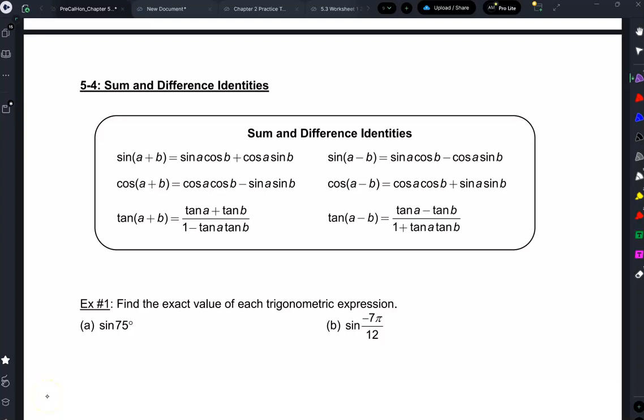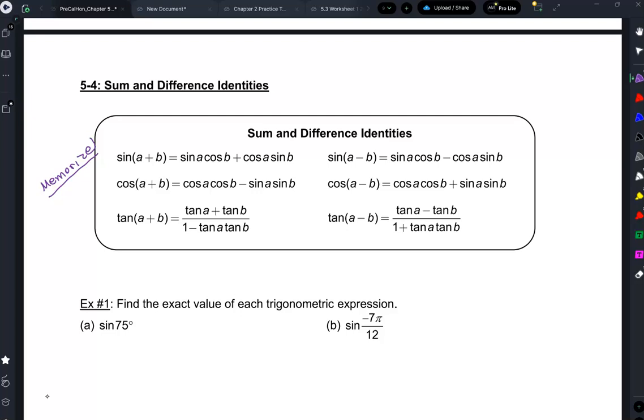5.4, sum and difference identities. We have the identities in this box that are new to us. And again, you have to memorize all of these. All right, you will not be given them.